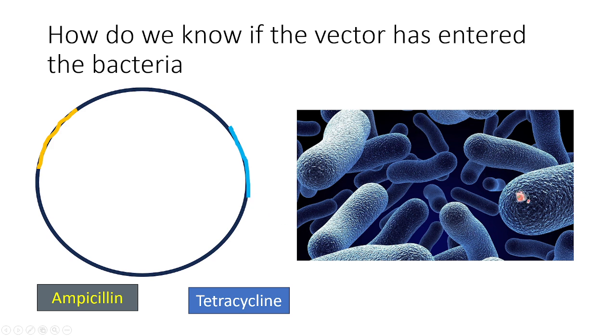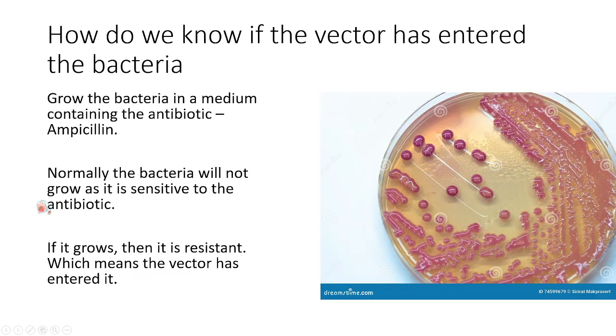The bacteria that we use is such that it would be sensitive to ampicillin and tetracycline. If the culture medium had ampicillin or tetracycline, the bacteria would die. But if the vector has gone into the bacteria, it would provide it resistance to ampicillin and hence the bacteria will be able to grow.